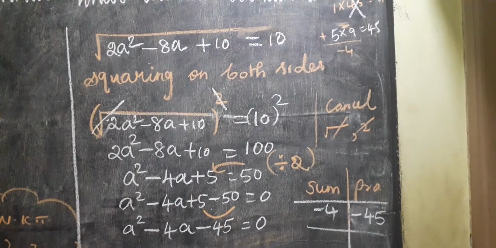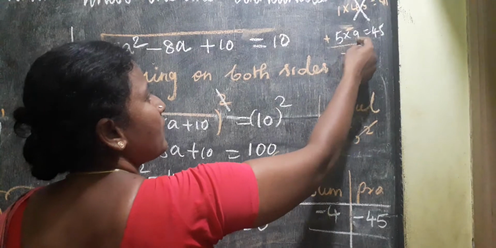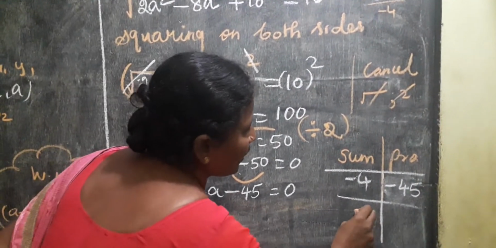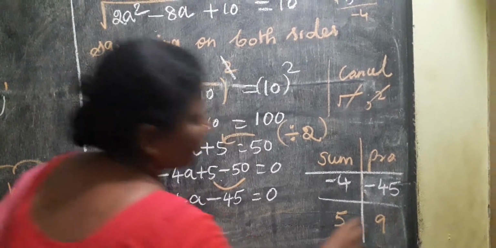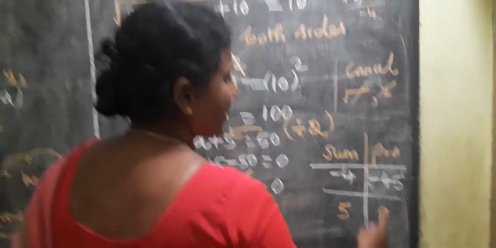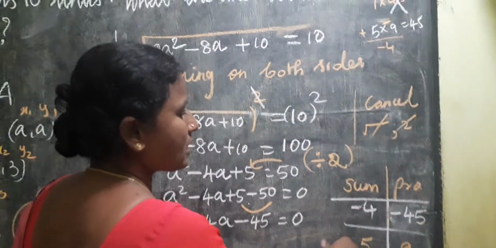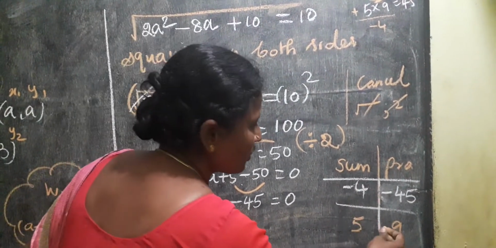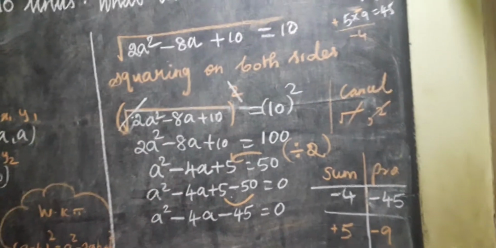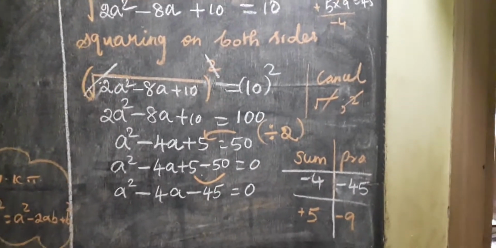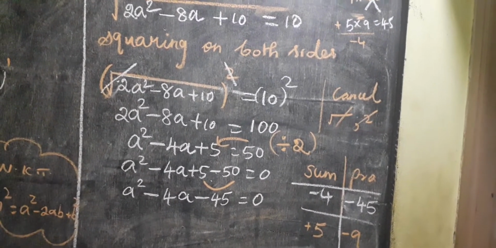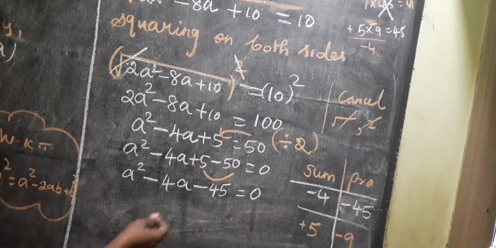So you have to select 5 nines are 45. Clear here? Can you apply the sign also? 5 nines are 45, and then put the sign. How to put the sign? Already I told you: minus 9 plus 5. Clear? Can you understand how to take the tables? Now you have to write the values. What is the value? Plus 5.